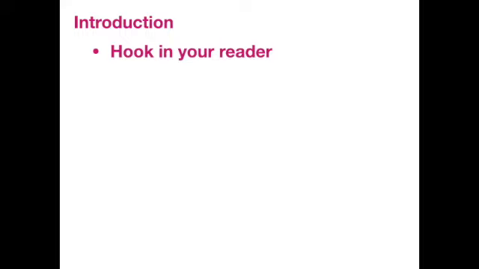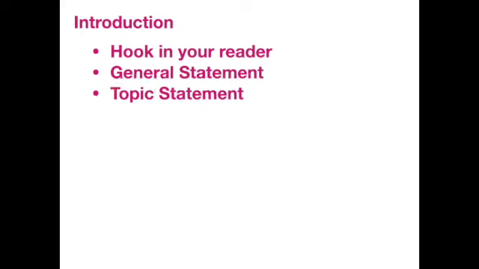Then, once you have their interest, you write a second sentence, a general statement about what you're generally talking about. In this case, we are generally talking about ancient Egypt, or we're generally talking about mummies. Then you get a specific topic statement. We are talking about how to wrap a mummy. You get very specific on what you're talking about.